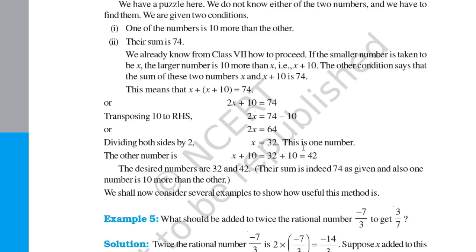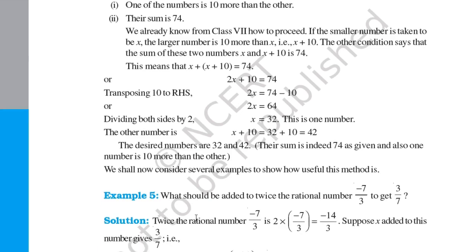So this is one number. You got the value of x as 32. Then the other number is 10 more than this number, so you get 42 there. The desired numbers are 32 and 42. Their sum is indeed 74. So when you add this, you will get 74 as given, and also one number is 10 more than the other. We shall now consider several examples to show how useful this method is.